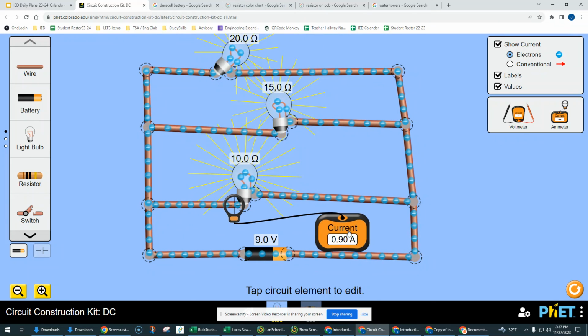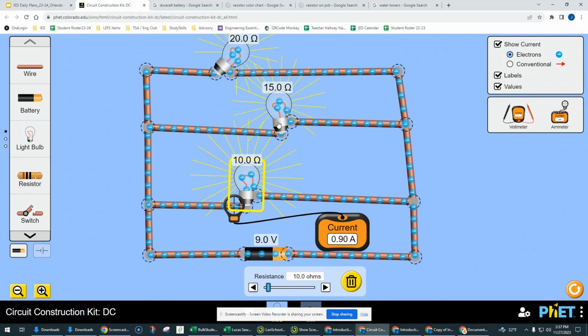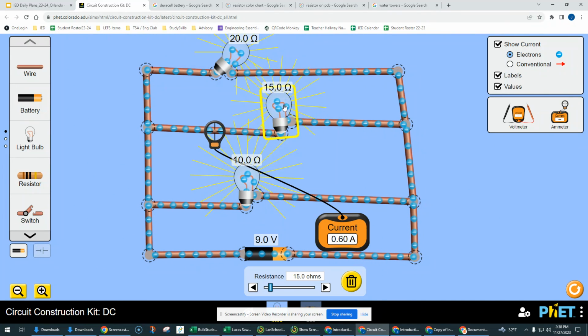Notice we're getting more current to go through the branch that has the lesser of the three resistors. And we're getting a little bit more current through this one that had the 15, was in the middle. And then the one with the most resistance, that top light bulb, we got the least amount of current, 0.45. Okay, but all of the current came out of the battery. So this is all of our flow.